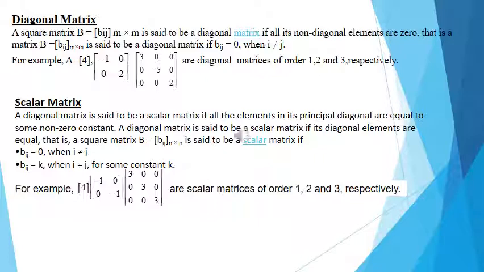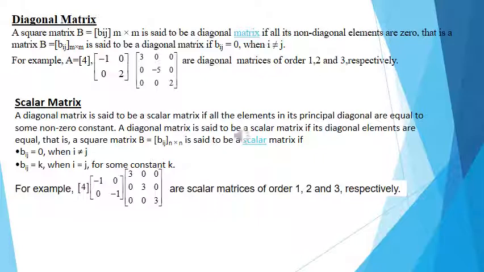For example, A = [4], this is of order 1. [-1, 0; 0, 2]. These are all diagonal matrices of order 1, 2, 3 respectively. [3, 0, 0; 0, -5, 0; 0, 0, 2] is of order 3. A diagonal matrix is one where the diagonal alone has any element, and the non-diagonal elements will be 0.